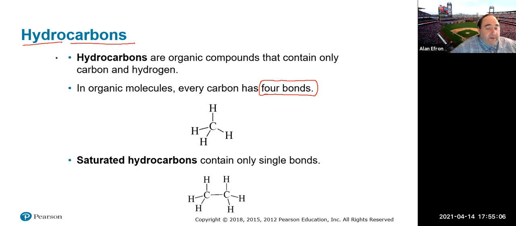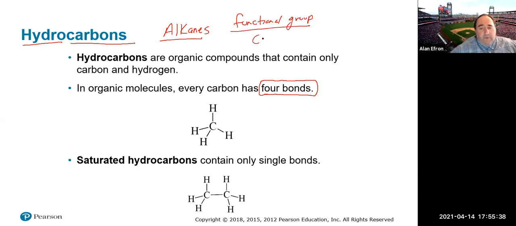Sometimes we have compounds known as saturated hydrocarbons. What does saturated hydrocarbons mean? Basically, saturated hydrocarbons have the maximum number of hydrogens possible on a carbon. They contain only single bonds, which is the organic group known as alkanes. Alkanes have a functional group of the carbon-carbon single bond. This here is an alkane.